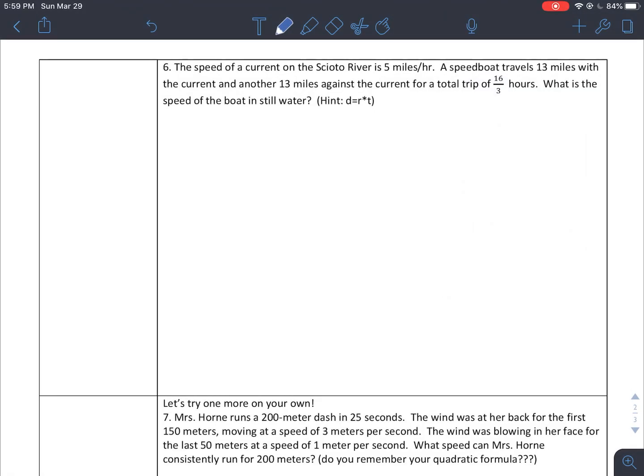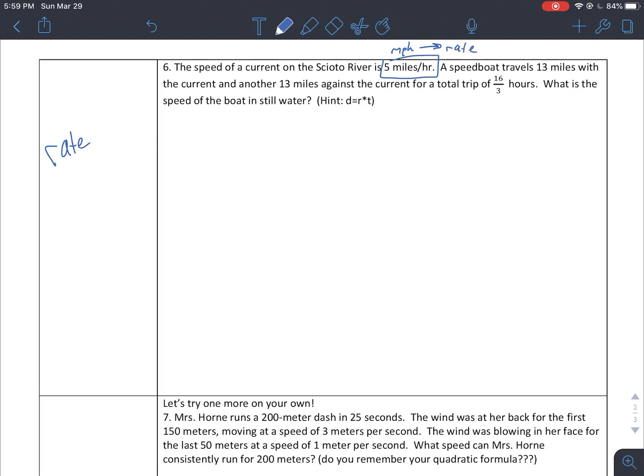All right, guys, diving into the second page. So, I said this one was going to be a rate problem, right? So this one would be considered our rate problem. Notice as we read through this, it gives us a rate, right? 5 miles per hour, mph. That is considered a rate.